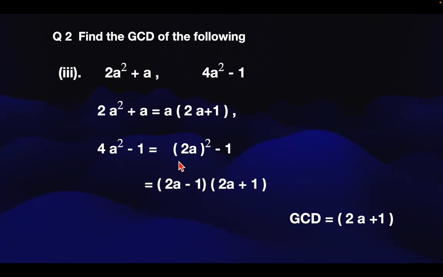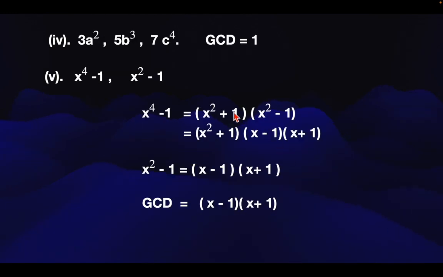Okay. Now we have factorized these polynomials. Let's see common. What are the common divisors here or factors? Okay. Anything. So here we can see 2a plus 1 is here. Here also 2a plus 1. So GCD is equal to 2a plus 1. Here there are no common factors. So GCD is 1. Okay.